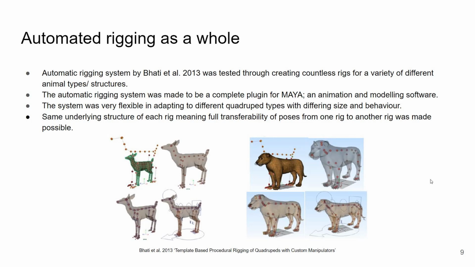Each rig was fully independent in its body parts and had the ability to mirror either side, left or right, of itself. Due to the same underlying structure of each rig, full transferability of poses from one rig to another was made possible. The rigs were also particularly efficient due to its design being based around only needing a limited number of joints, whilst maximizing range of movement and customizability, resulting in real-time interaction of the rig for the animator.